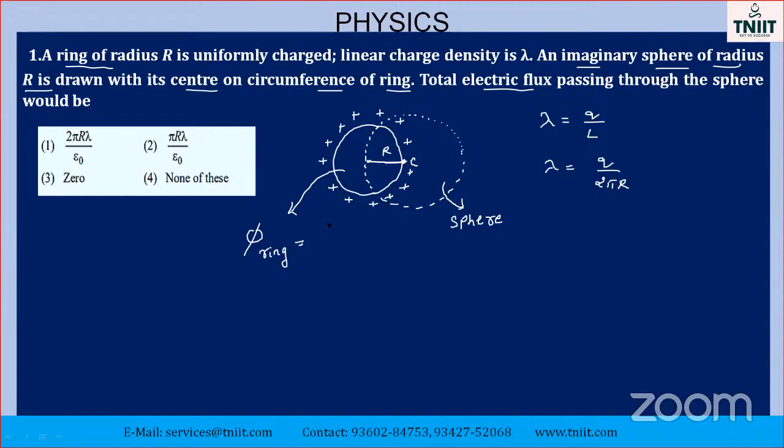Electric flux is given by the formula 1 by epsilon naught times the total charge. Total charge is nothing but lambda into 2 pi r. Correct, no? Lambda into 2 pi r. So this is the flux.